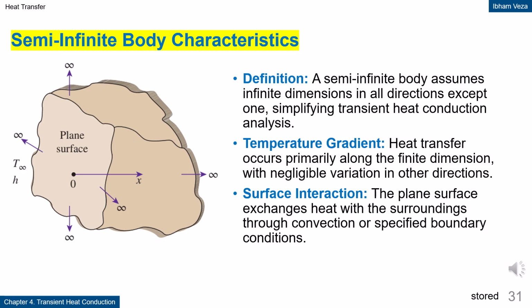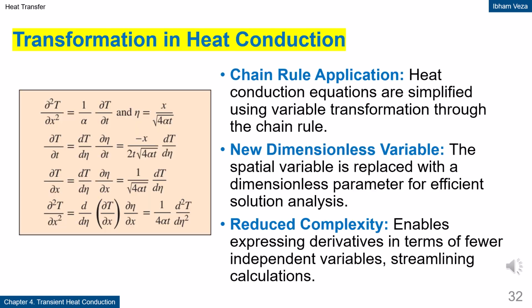Semi-infinite body characteristics. A semi-infinite body is assumed to be so large that heat has not reached the deep interior during the time of interest. With this assumption, the temperature gradient is significant only near the surface. This greatly simplifies the mathematical solution of transient conduction. This approach is suitable for short-time surface heating or cooling problems. Many early-stage industrial heating processes can be modeled using this assumption.